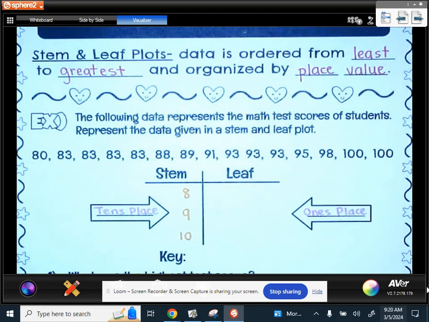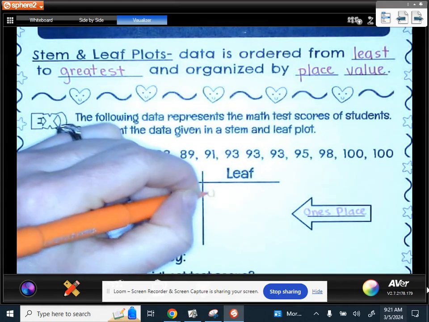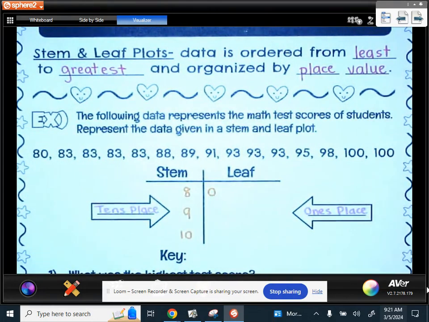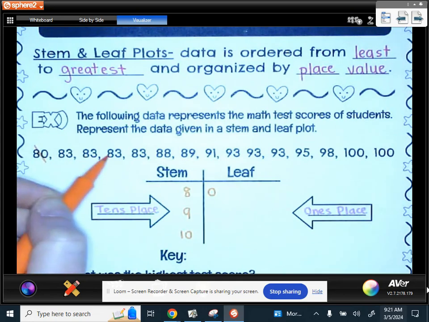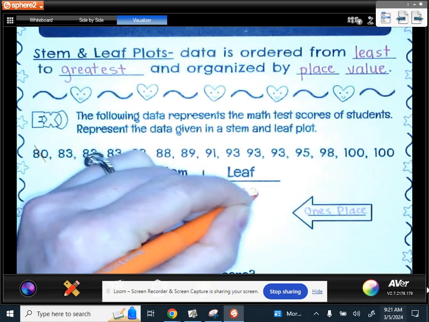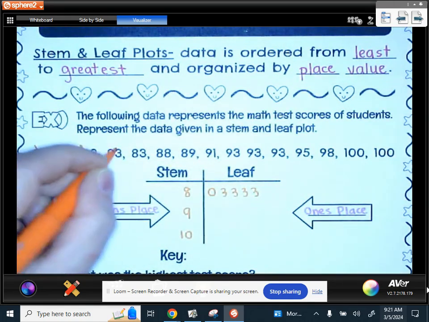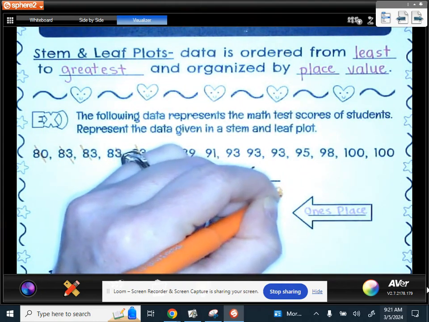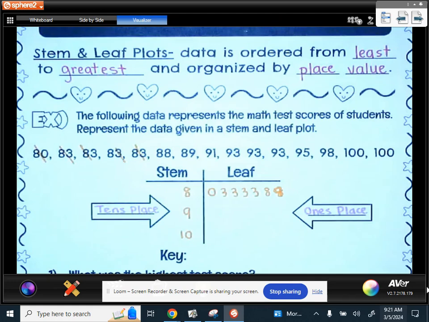So when we look at our data, we've got an 80. So 80 is represented by an 8 and a 0. So that right there is 80. I'm going to cross off the ones that I use to make sure that I don't miss any. Now I see some 83s. I have 1, 2, 3, 4 83s. I have an 88 and I have an 89. That's supposed to be a 9.